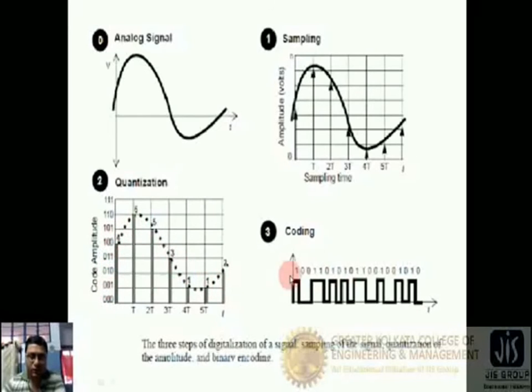In this way we can convert the analog signal into a digital signal, and the reverse process, that means from the digital signal to the analog signal, will be discussed in our coming slide. So in this way we can convert the analog signal to a digital signal.